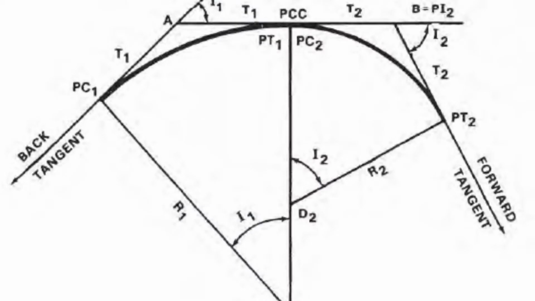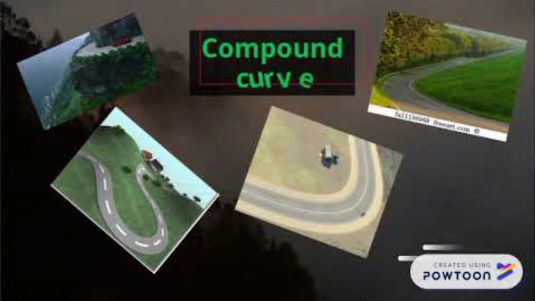Now the second one is the compound curve. A compound circular curve is made up of two or more arcs, each of different radius and in the same direction, between straight lines. Compound curves are used to avoid excessive cutting or filling. So this is an example of real life compound curves.